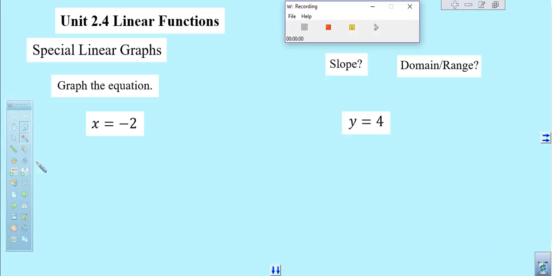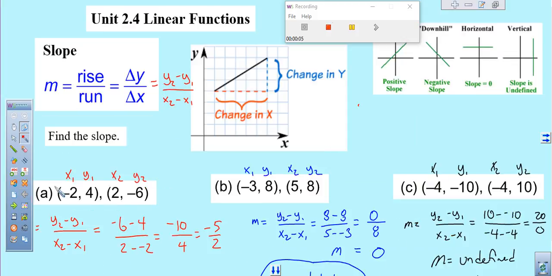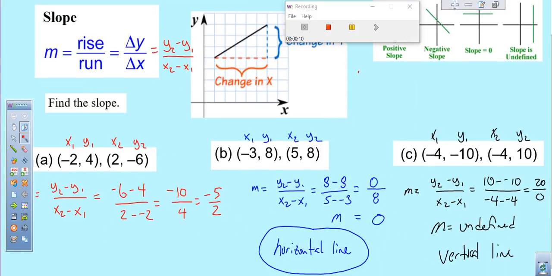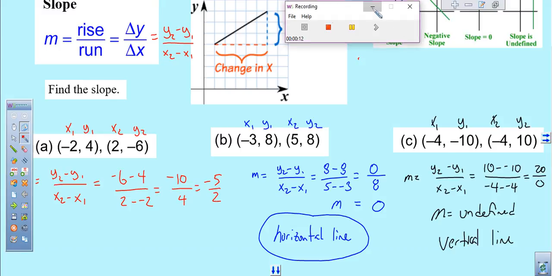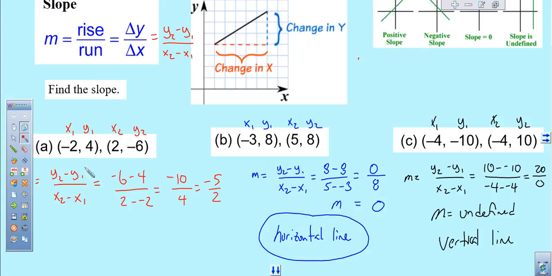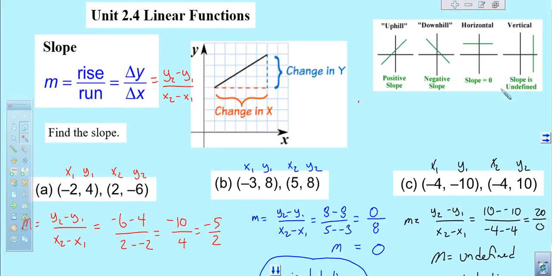All right, so special linear graphs. Let's go back to our first slide when we were finding our slope, and let's review something here. Remember we talked about, in this first situation, just slope. When we calculated the slope, we got a negative slope, we got a zero slope, and we got an undefined slope.